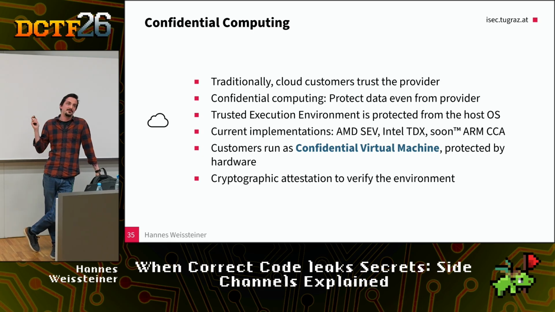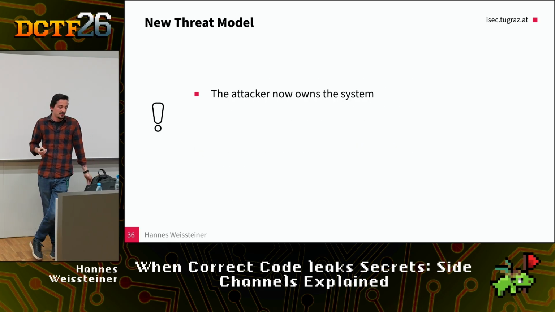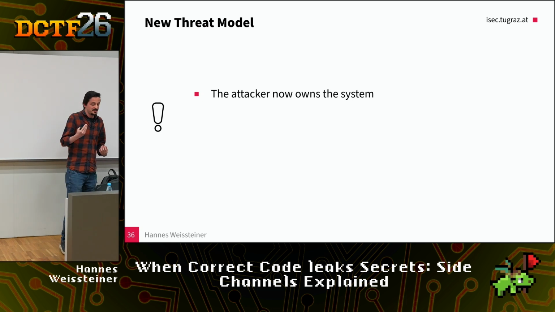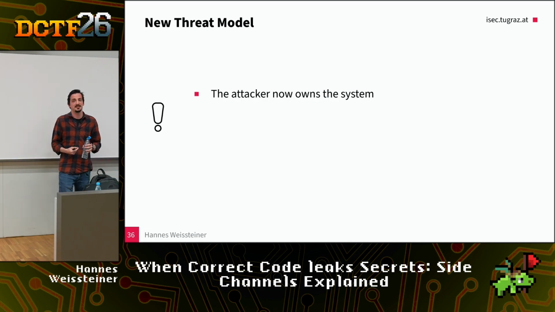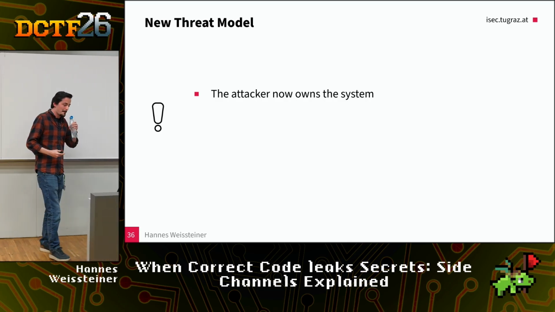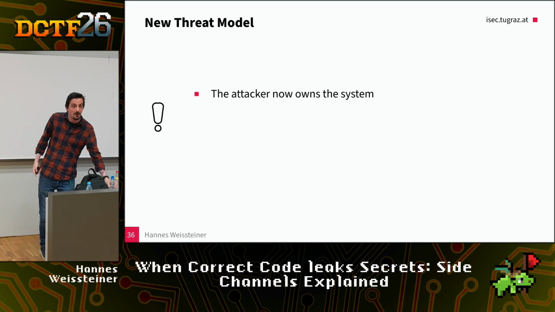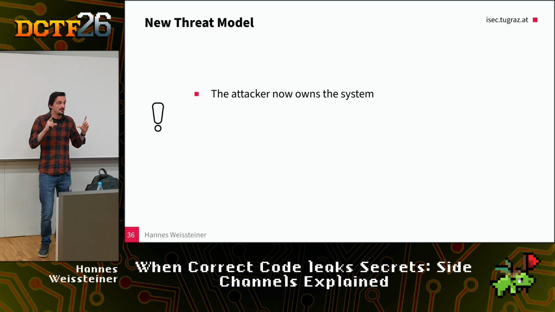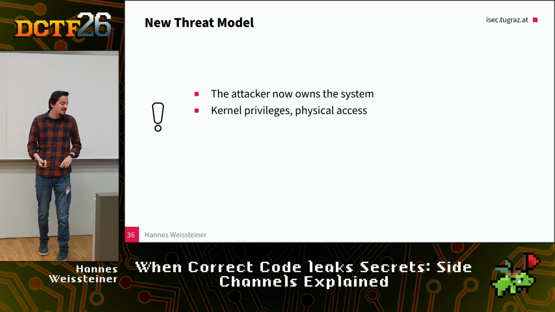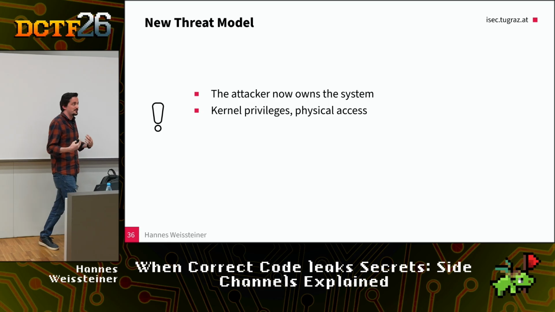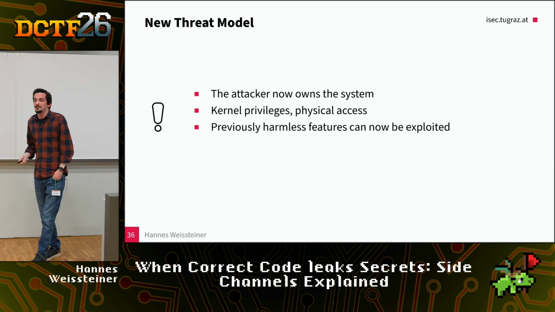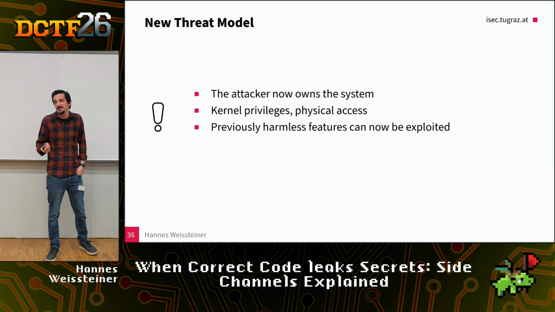The cool thing about these new technologies is that now the threat model completely changes. Previously, all of these kernel-only interfaces were not interesting, because if you have kernel permissions, you can see everything on a system anyways. But now we own the system, and we attack some part of the code on our system, while we have kernel privileges, physical access, and everything we dreamed of previously. So now, suddenly, features that previously did not matter in a security context can be exploited.